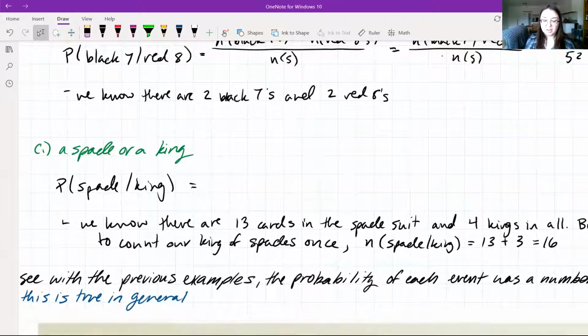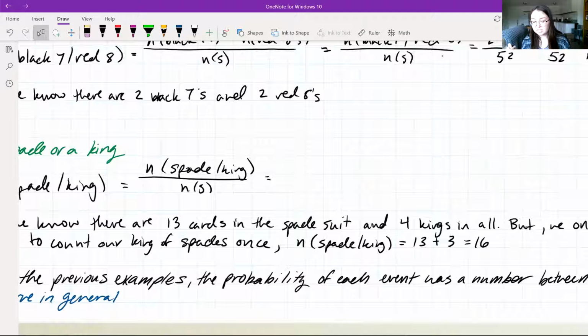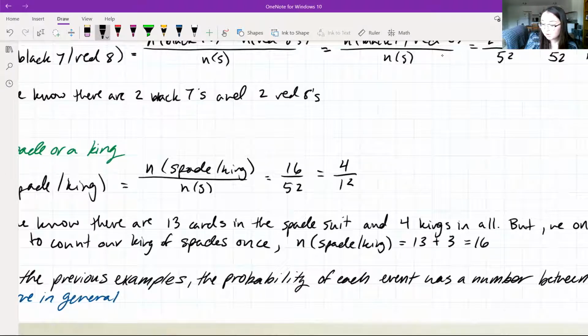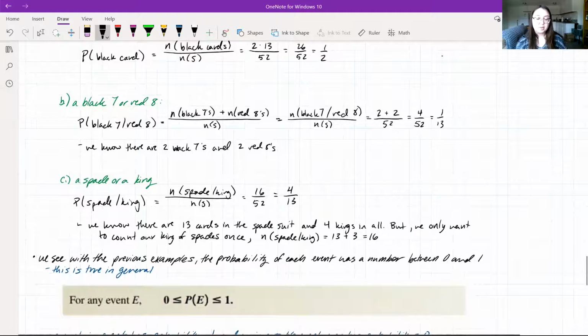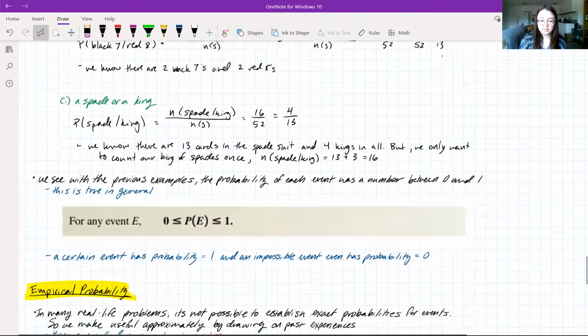So when we write our probability of a spade or a king, we take the number of elements that we would get if we got a spade or king, and we're dividing this by our sample size. We know that the chances of getting a spade or a king would be 16 divided by our sample size of 52, and this is going to simplify to 4 divided by 13. So when we're thinking logically about these applications, we have to think about the duplicates that might come about.